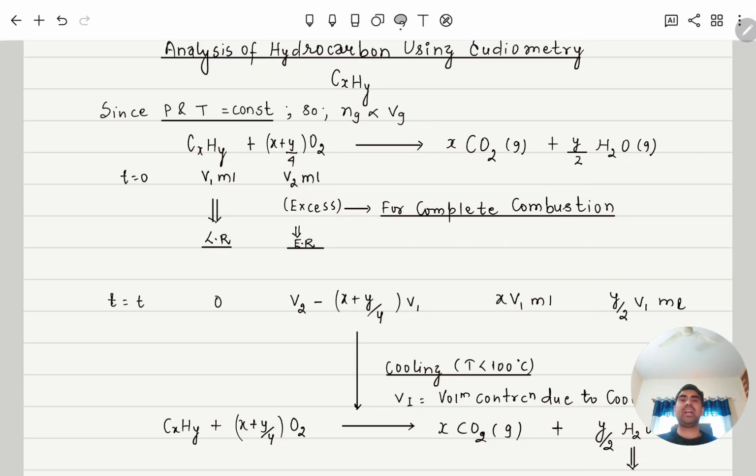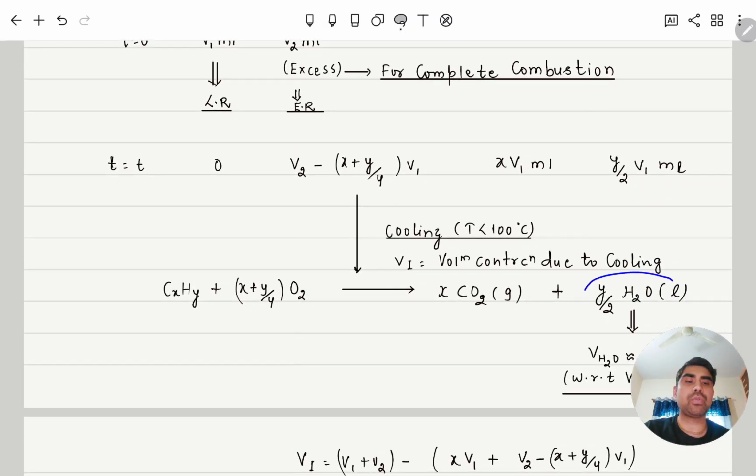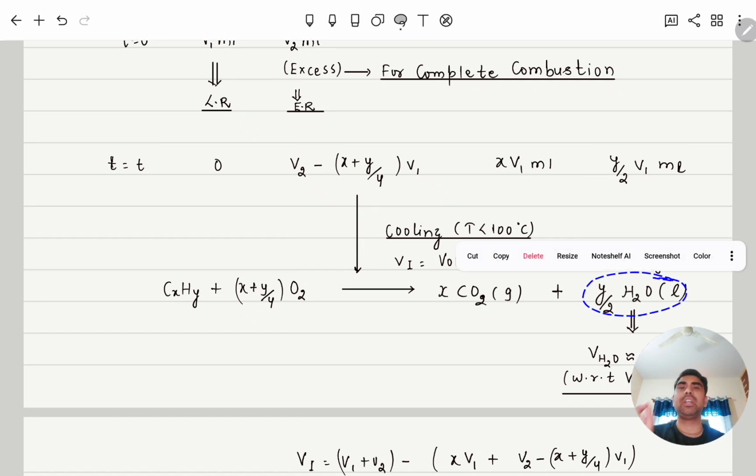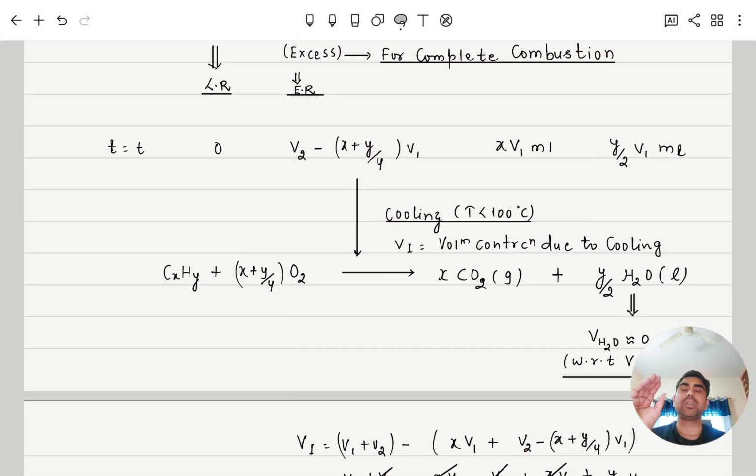Now what we are doing is decreasing the temperature in the eudiometer. By decreasing the temperature to less than 100 degrees Celsius, the water gas will liquefy and become H2O. Due to that, there will be some drops of water somewhere in the tube, and the volume of water we will neglect. So first we calculate the volume contraction due to cooling, how much the volume is decreased.